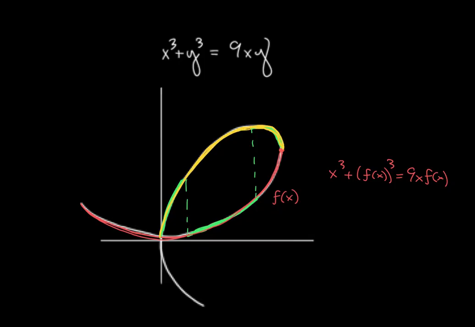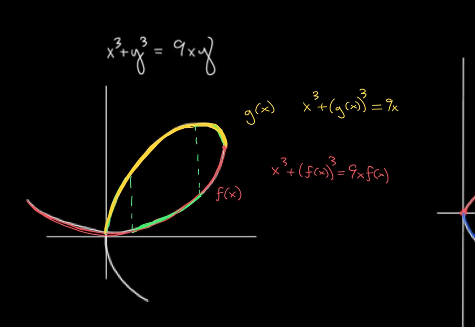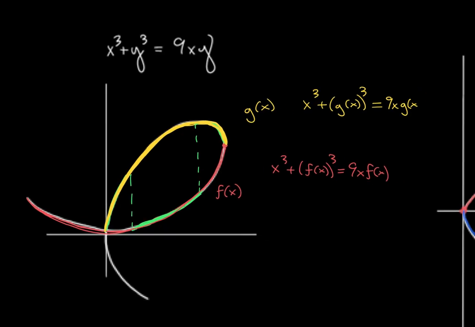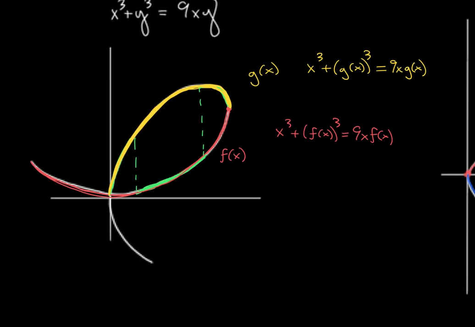Notice I did not lift my pen. So this yellow curve would count. So it's a differentiable function. Maybe I'll call that one g of x. And indeed, x cubed plus g of x cubed is equal to 9 times x times g of x. Okay. But of course, there's this other piece down here, and I can maybe do this.